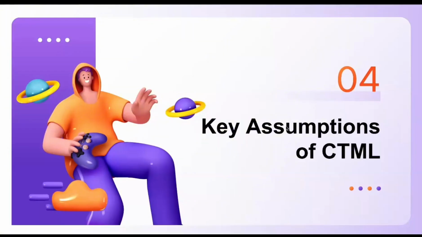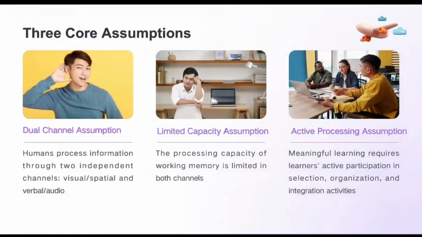The fourth section is the key assumptions of CTML, which are the premise and foundation of the entire theoretical system. It consists of three core assumptions. The first is the dual-channel assumption. Humans process information through two independent channels: visual-spatial and verbal-auditory.